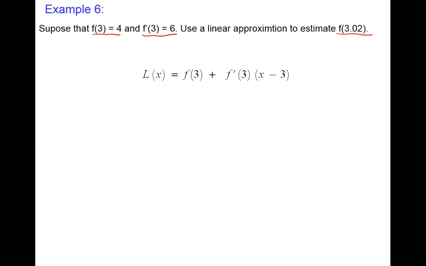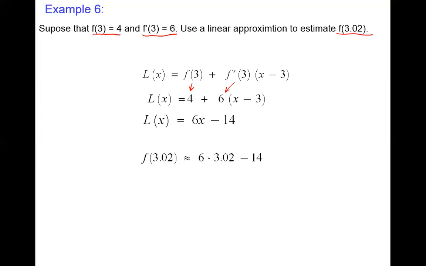Linearization at 3: f of 3 plus f prime at 3, times x minus 3. f of 3 is 4, f prime at 3 is 6. And I have my equation. And that's another nice thing. Without having an actual formula, having only certain values, I did get a tangent line, the equation of the tangent line. That's amazing.